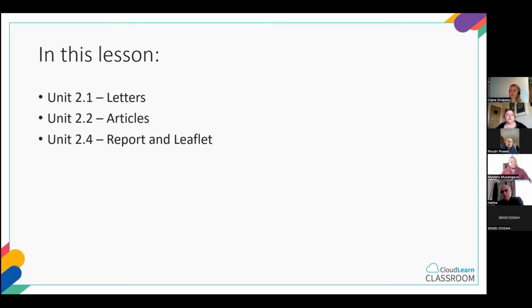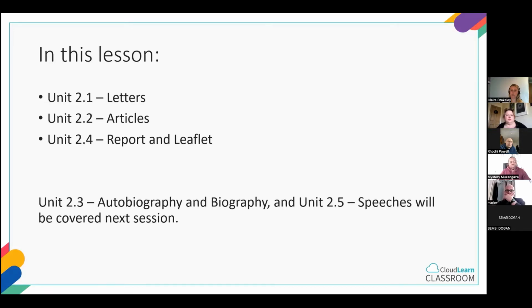If anyone has any questions, raise your hand or write them in the chat box, and I'll stop and we'll go through these there and then so that nobody moves on unsure. Unit 2 also consists of 2 more lessons which we're not covering today, which are 2.3 autobiography and biography, and unit 2.5 speeches. We'll cover those in the next session, so don't worry about those for now.